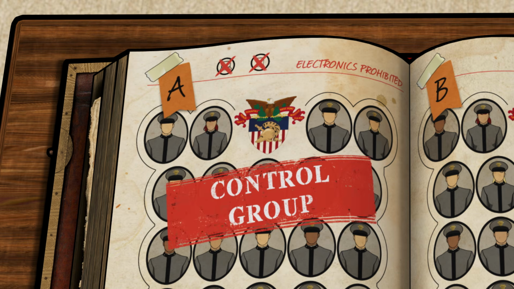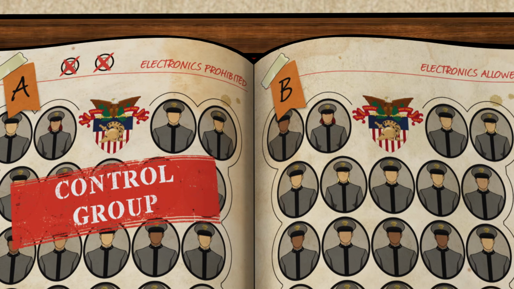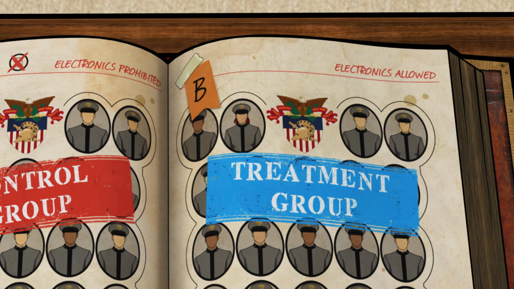No laptops, no tablets, and no phones! This is the control group, or baseline case. Another group was allowed to use electronics. This is the treatment group, subject to a changed environment. The treatment in this case is the unrestricted use of laptops or tablets in class.